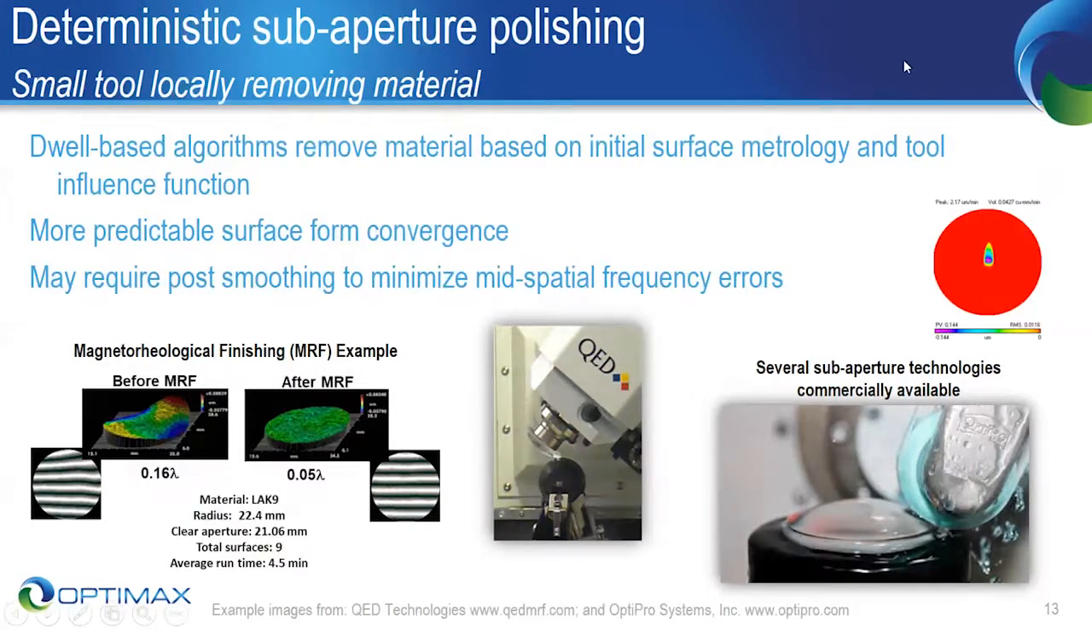So you take what the surface looks like before, you can then take your polishing spot and dwell longer on the high points and go faster over the low points. And after, you get nice surface convergence. You get really great form error. However, one of the drawbacks with deterministic sub-aperture polishing is it may require post-smoothing to minimize mid-spatial frequency errors, because it's great at removing those low spatial frequencies, your surface form. It also often leaves really good texture, so really good surface roughness, but it's in the in-between region, because it has trouble removing its own footprint on the surface.